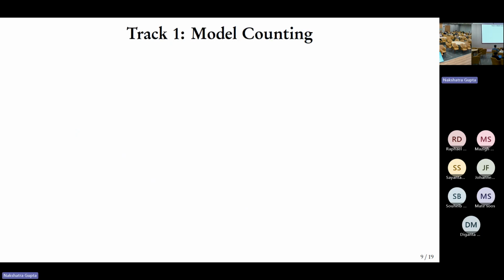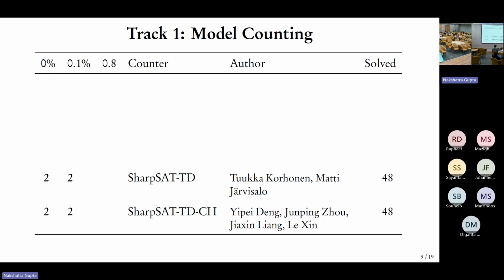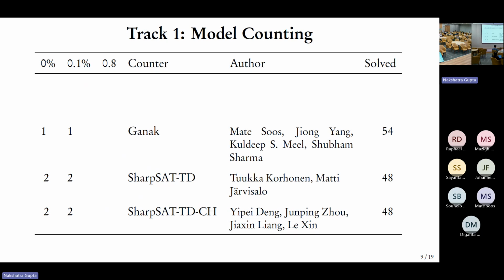Well, let's get back to the results. First we have model counting, track 1. We have 100 instances. For the second place, we got SharpSAT-TD and SharpSAT-TD-CH. SharpSAT-TD is by Tuukka and Matti, and that was in first place last year. A derivative of that solver, SharpSAT-TD-CH, and both of them solved 48 instances. So those are together second and third places. For the first place, we have Ganak, by Mate, Jiong, Kuldeep, and Subham, and that solved 54 instances. Those are for rank 0 for exact counting and 0.1% error counting.